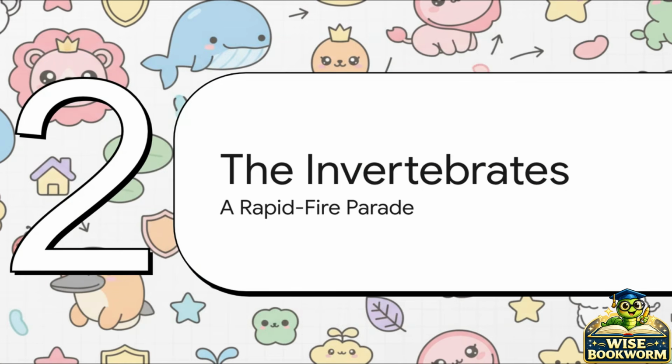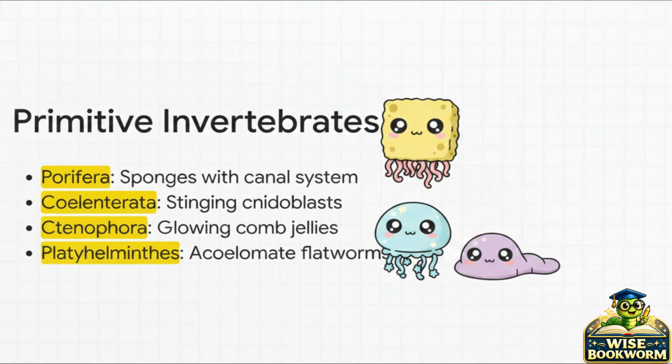Section 3. The world of invertebrates. Starting from the ground up, we have porifera, or sponges. They survive purely on cellular organization, literally just filtering water through this unique canal system. A step up from that brings us to coelenterata, which are armed with defensive stinging capsules called cnidoblasts. Then, complexity takes this really mesmerizing turn with ctenophora. These are your bioluminescent comb jellies that swim using tiny comb plates.